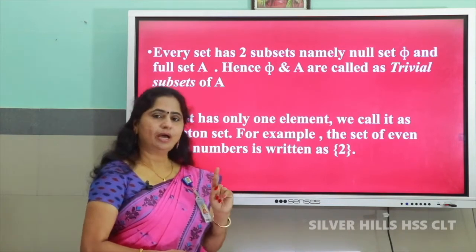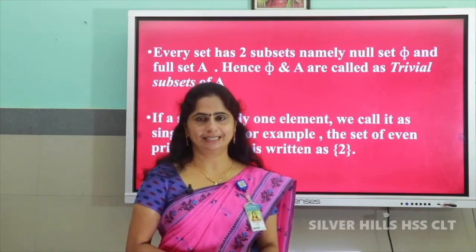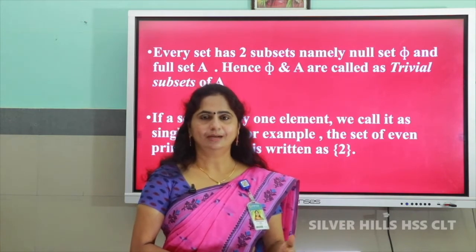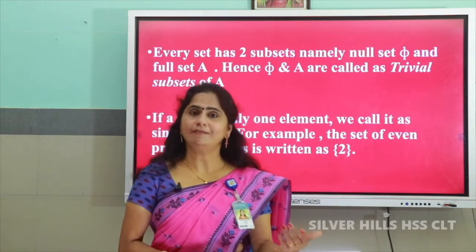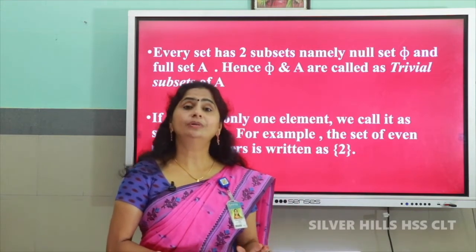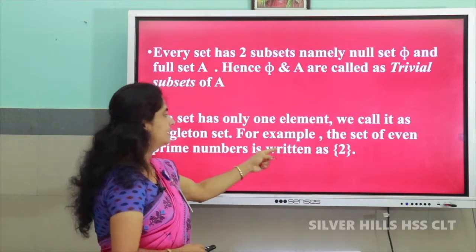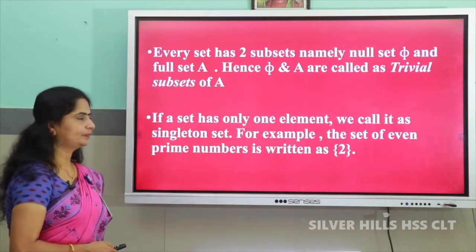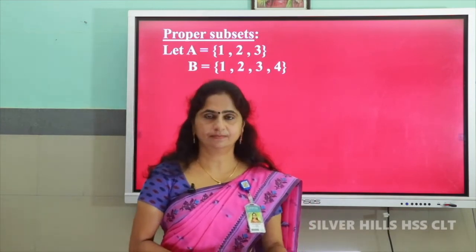If a set has only one element, we call it a singleton set. For example, if you are asked to give an example of the set of even prime numbers, we know that 2 is the only even prime number, which is written as the singleton set {2}. Next, we will look at proper subsets.